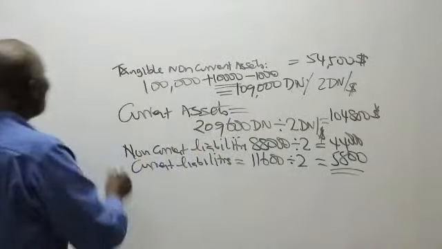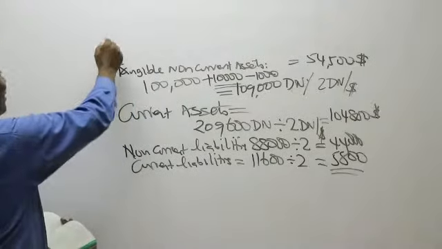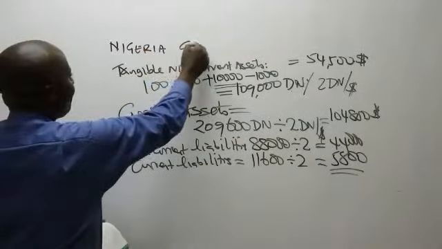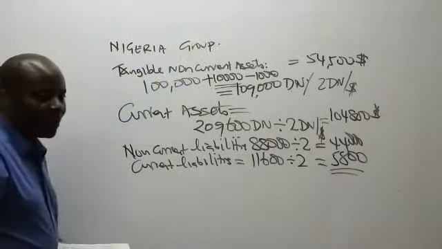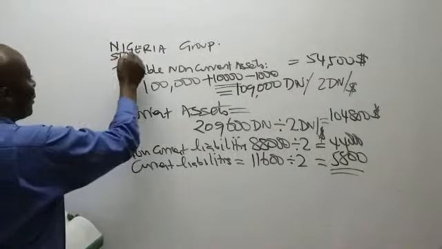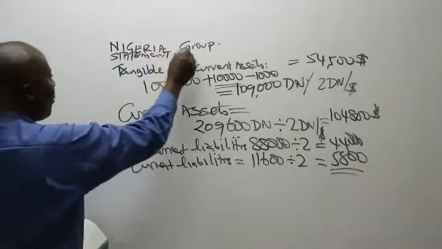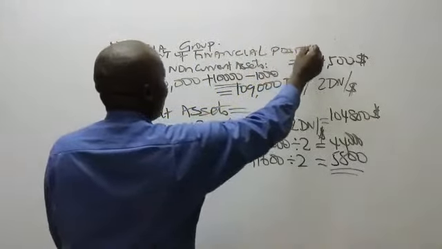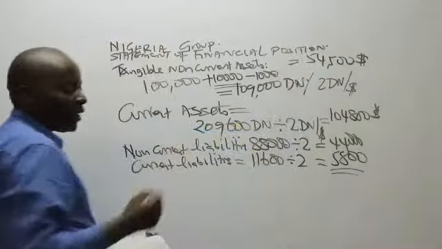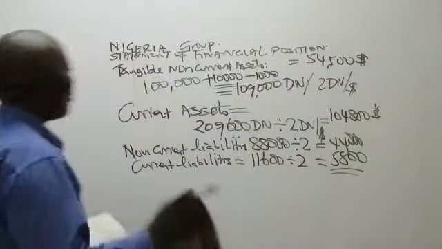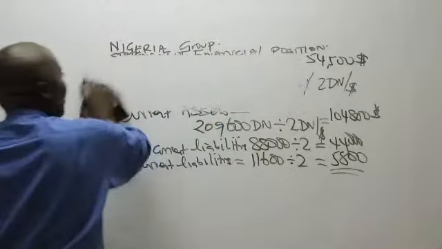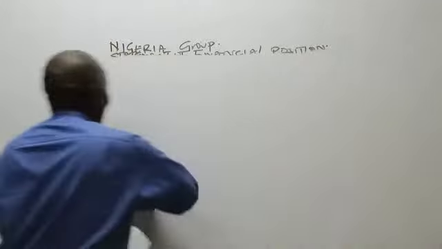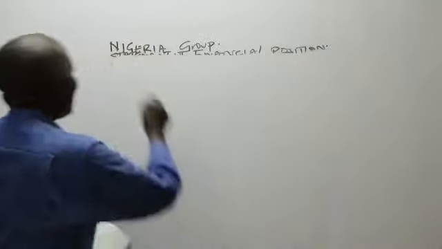I'll go here to my book, write the name of the company. The name of the parent company is Nigeria. Nigeria Group. Statement of financial position, as at whatever, I know that language, you guys are quite used to it. So tunaanza na assets za kawaida. So tunaanza na assets.